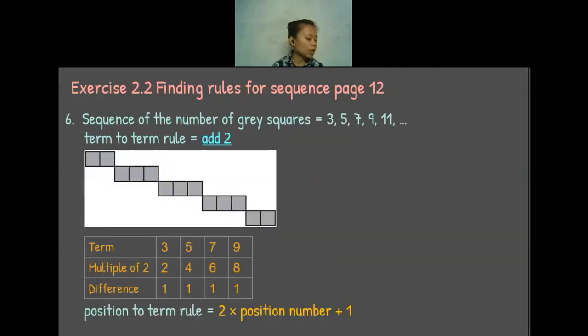For question 6, you can see there are 5 shapes, but I do not draw all of them here. I will just tell you the number of gray squares in each pattern. So the sequence will be 3, 5, 7, 9, 11. The first pattern has 3 gray squares, the second pattern has 5 gray squares, and so on. From there, I can find the term-to-term rule, which is add 2. From 3 to 5, we have to add 2.